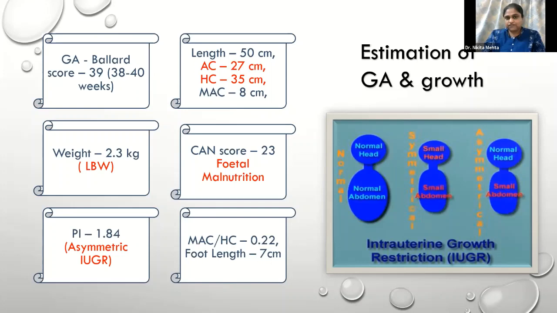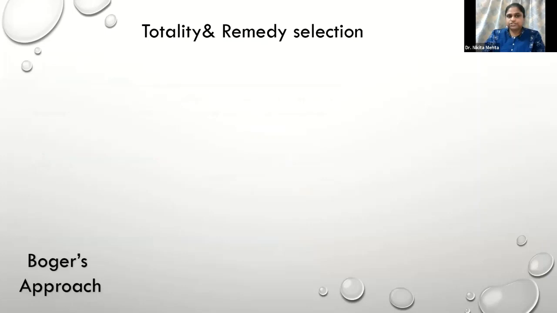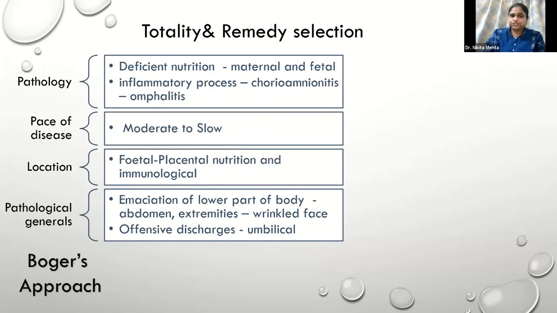Totality was based on Boger's approach. We see that in this case, the pathology is deficient nutrition and an inflammatory process is going on. The pace of the disease is moderate to slow. The location is fetoplacental, nutritional and immunological. And the pathological generals which we saw were emaciation of the lower part of the body because it is a brain sparing nutritional problem. So the abdomen and extremities showed emaciation due to the loss of fats. And because of that, there was a wrinkled face. We also saw offensive discharges, especially the umbilical discharge.